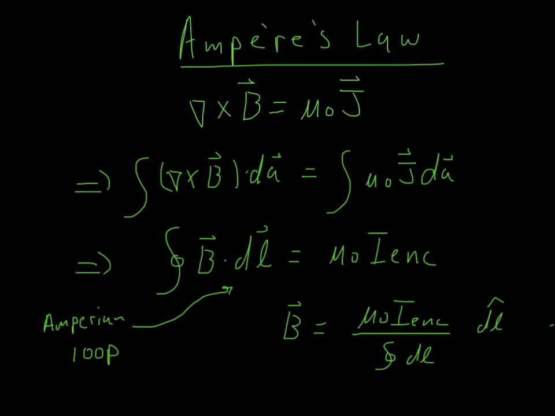Just like before, for Gauss's law, E had to be perpendicular to the surface. Now it's parallel to a path. So I just drew this. This is my own notation, this dl hat. So the B field is going to be in the direction of the Amperian loop if you draw it correctly, such that the B field is equal and always in that direction.